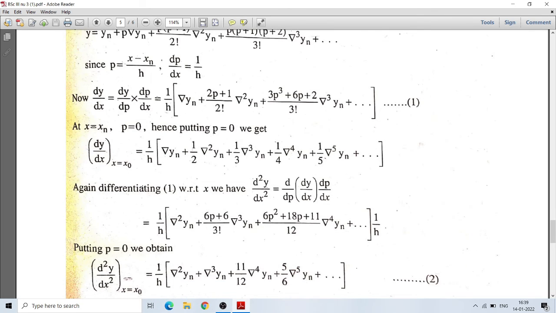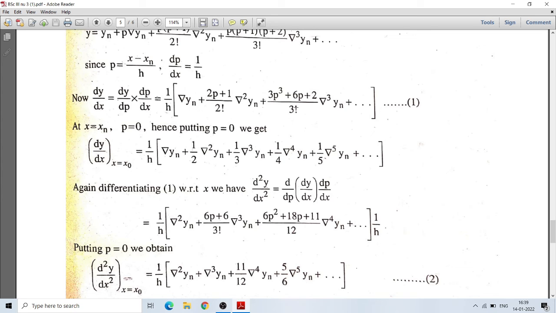Then differentiate equation 1 again with respect to x. We get d²y/dx² = d/dp(dy/dx) · dp/dx, where dp/dx is 1/h. What is dy/dx? It is given by the earlier equation. Differentiating this equation again with respect to x, we get (1/h)[∇²yn + 6p ...]. The differentiation of the constant term is 0, and differentiation of p with respect to p is 1, so we get only ∇²y1.